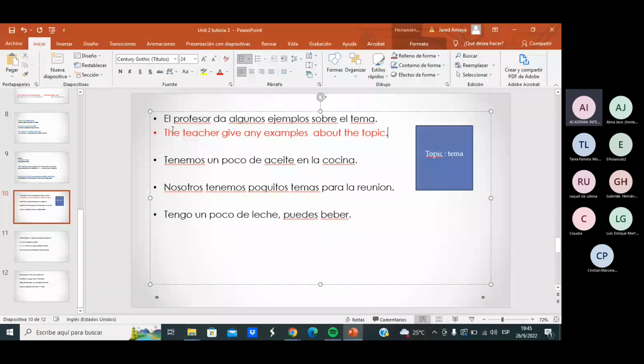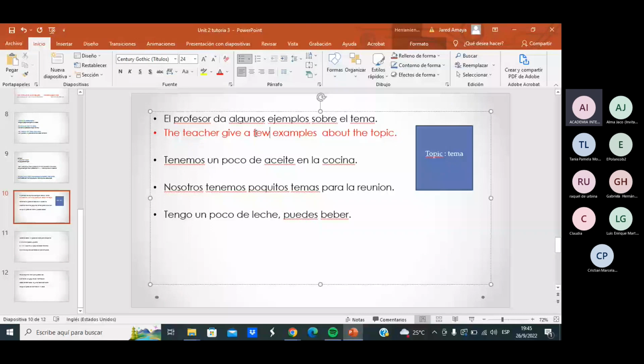How can I explain this? Right now we are just practicing a few and a little. Even I can say the teacher give many examples, but that expression express an amount, but a lot. And in this case, if you read the examples in Spanish, it can be a few, algunos examples. Yeah, that sounds better. A few examples about the topic. Yeah, that's correct. Makes sense.